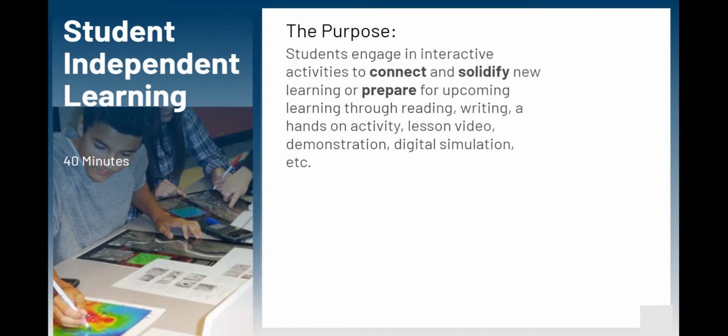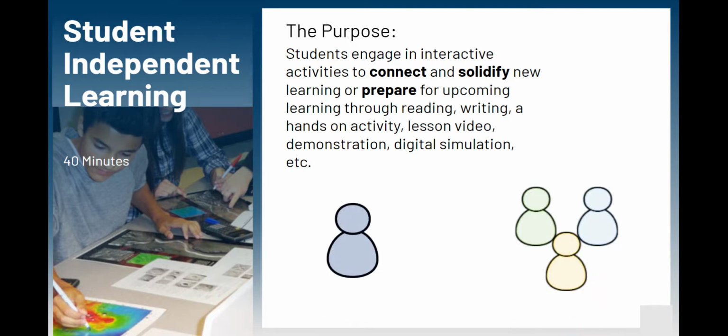The next component of a lesson is student-independent learning. Teachers should plan at least 40 minutes of interactive student learning. While the teacher is available, students should work either independently or with a small group to connect and solidify their new learning or prepare for upcoming learning through a variety of options, including reading, writing, watching a video, or preparing for a discussion. Breakout rooms are great for these purposes, where students have an independent task to complete, but can rely on a small group for the first tier of questions.